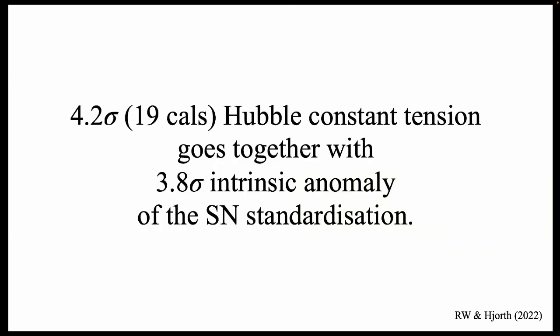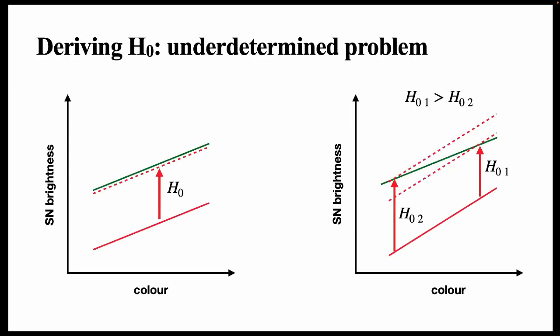So that's the first statement. So the 4.2 sigma Hubble constant tension goes together with an intrinsic anomaly in the supernova standardization, and you can see that in the data. So now I want to show you what the possible consequences are for the Hubble constant measurement.